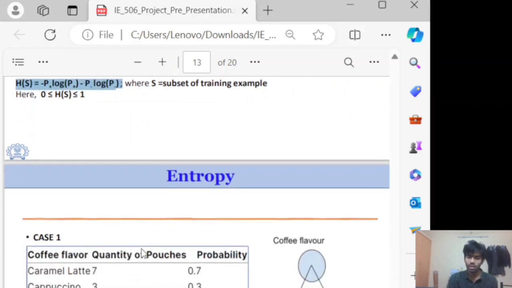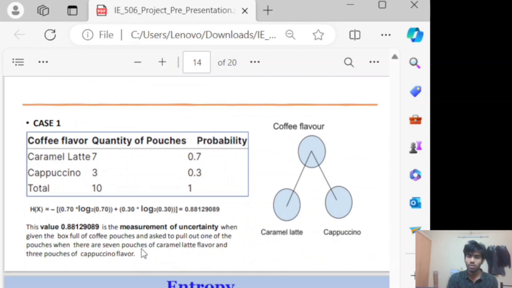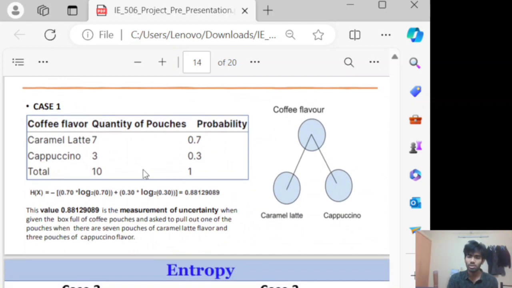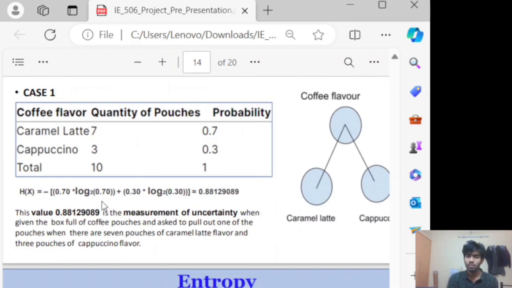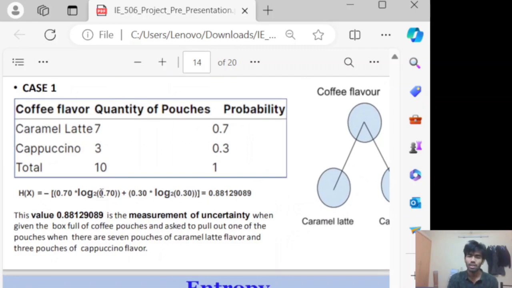I'd like to explain that with an example. We have two coffee flavors, caramel latte and cappuccino. In case one, we have 7 caramel latte and 3 cappuccino. In order to calculate the entropy value at the coffee flavor node, we have to calculate these terms. At first, we calculate the probability of getting caramel out of these 10 coffee flavor pouches. It comes out to be 0.7, since there are 7 caramel latte out of the 10 pouches. And then we multiply it with log 0.7 with base 2.